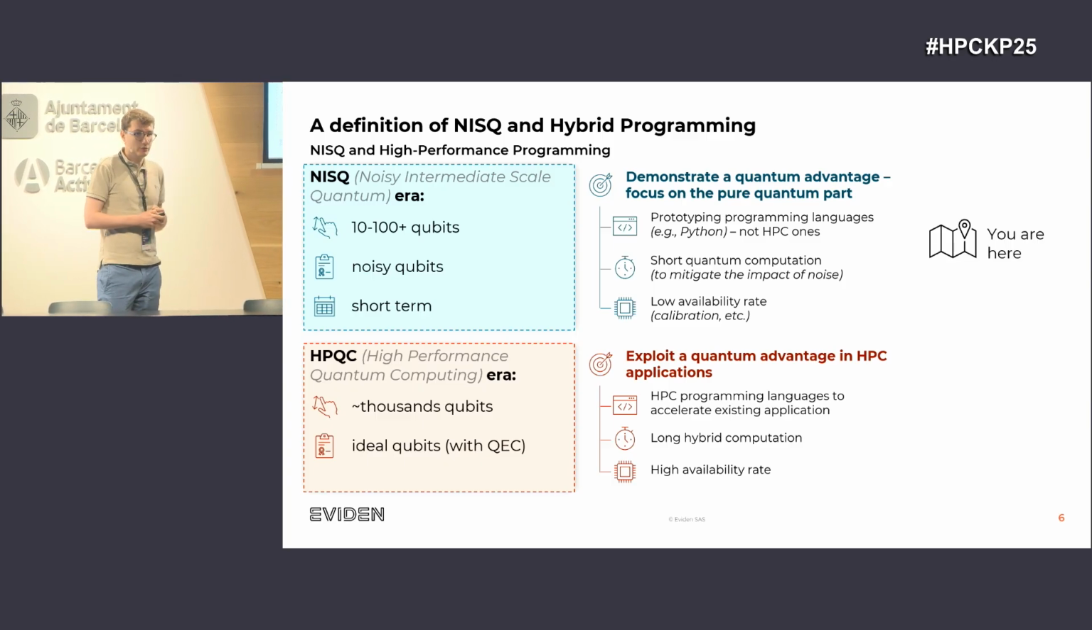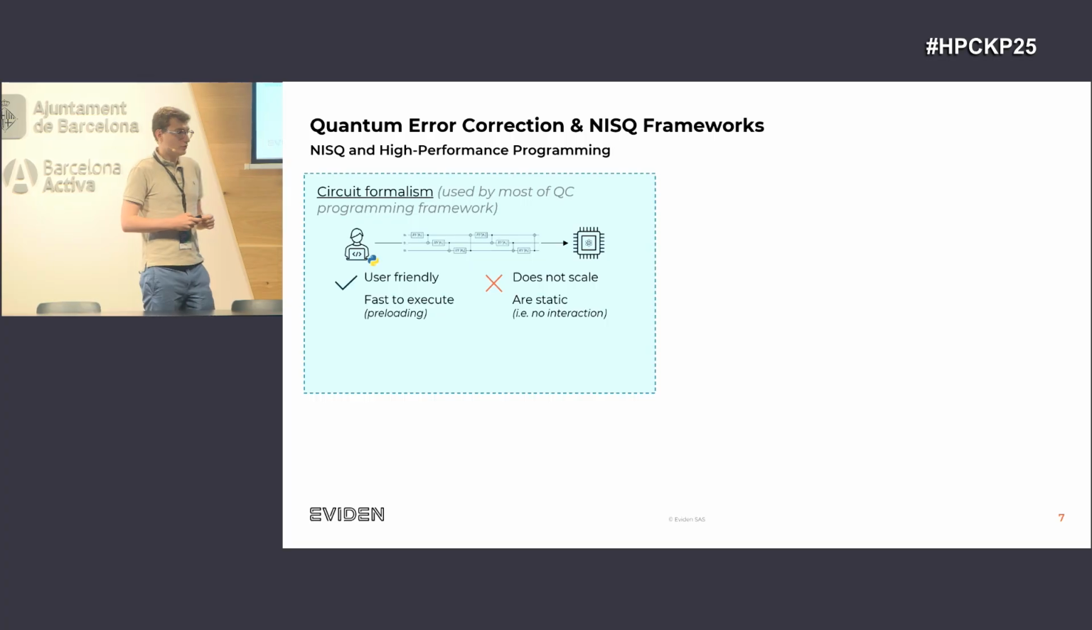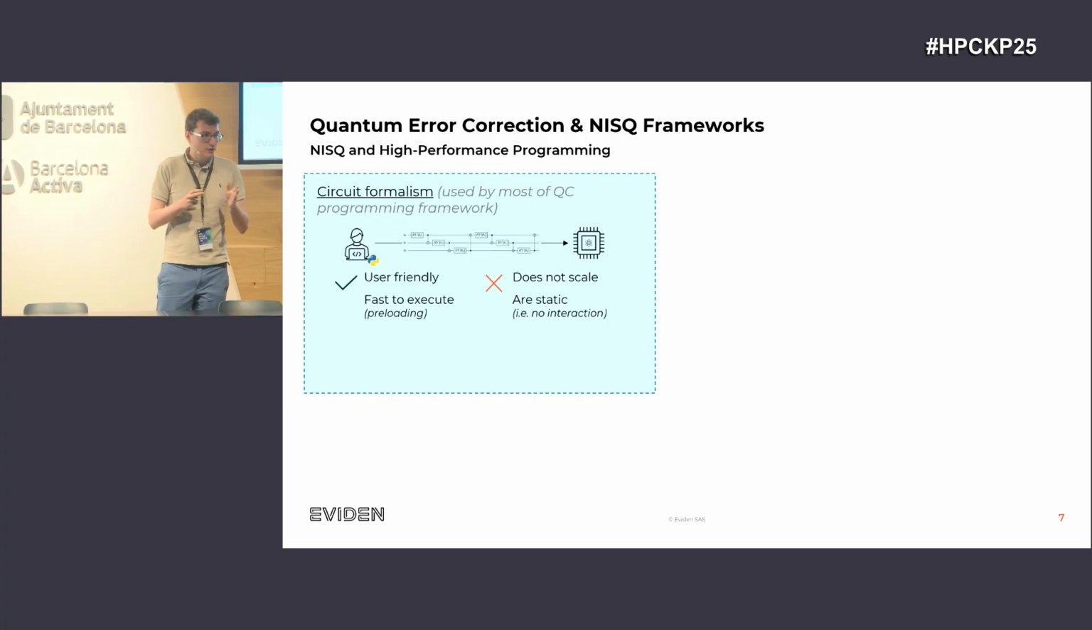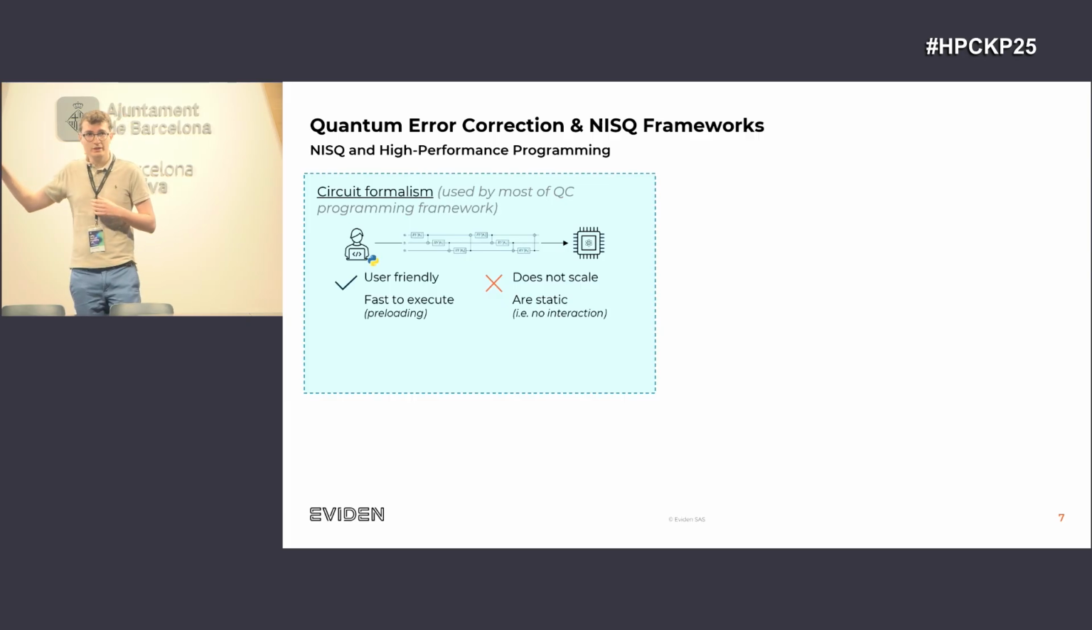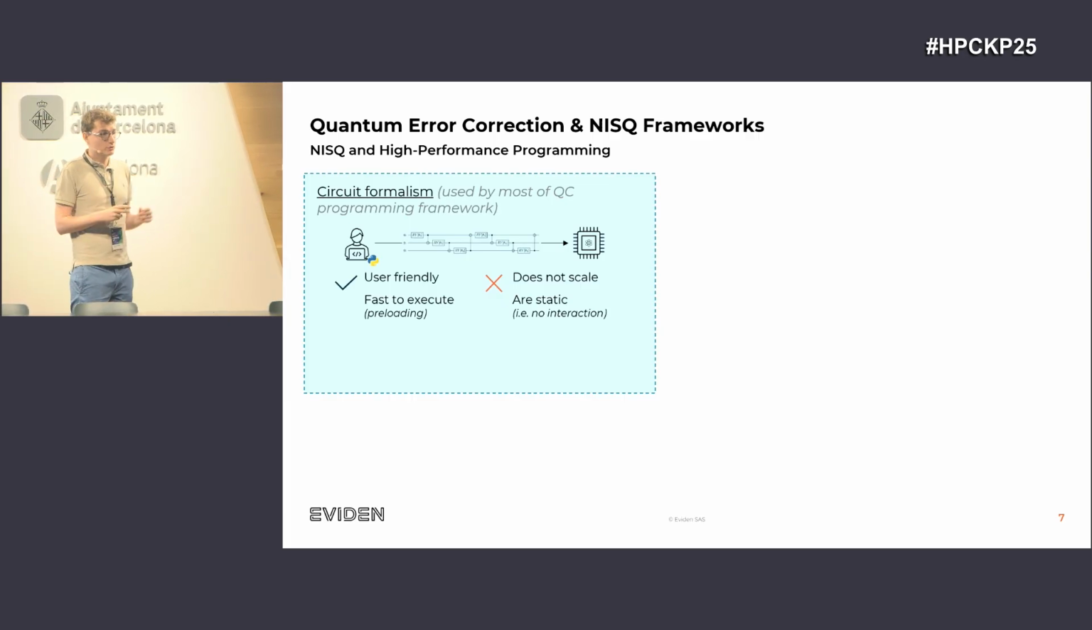And we are in the NISQ era. So today, when we are talking about quantum computing, we'll likely use the circuit formalism. It's a very simple structure. You can see it as a timeline, and each line corresponds to one qubit, so quantum memory. We'll dispatch the instructions on this timeline. We first start with a basic gate here, and we dispatch the quantum instructions on this timeline. It's very easy to understand.